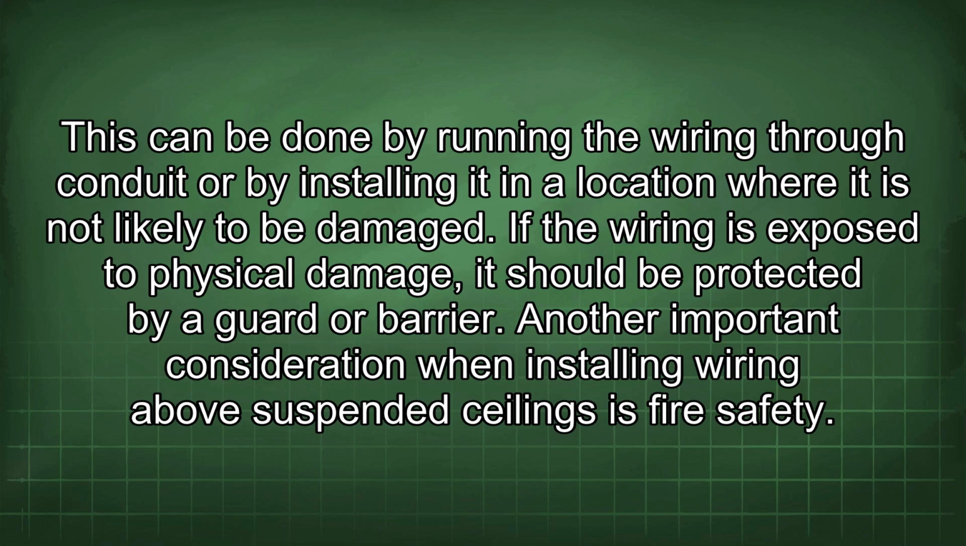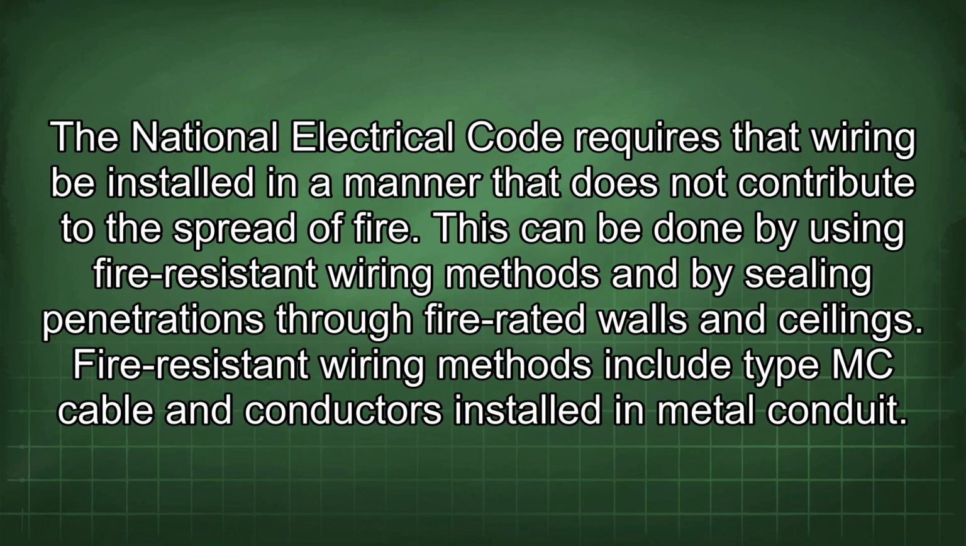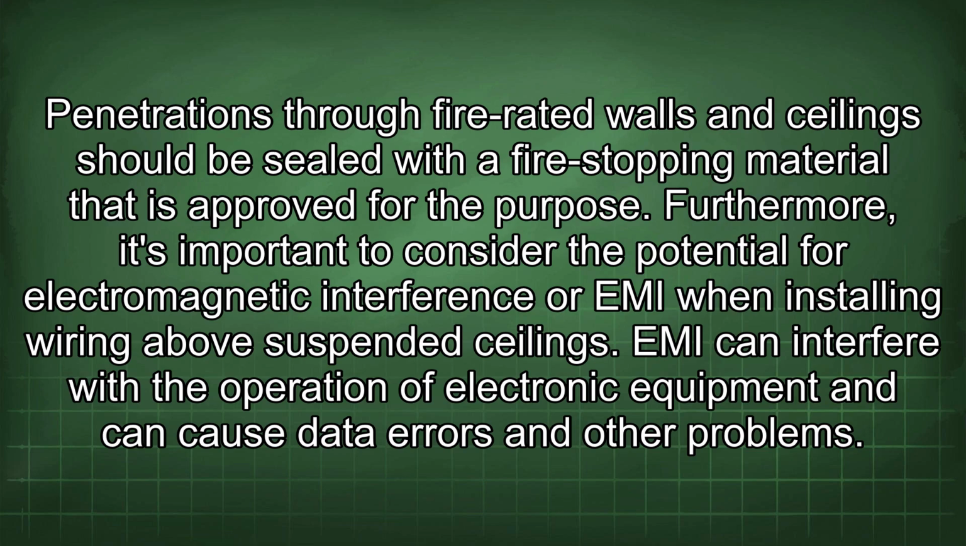Another important consideration when installing wiring above suspended ceilings is fire safety. The National Electrical Code requires that wiring be installed in a manner that does not contribute to the spread of fire. This can be done by using fire-resistant wiring methods and by sealing penetrations through fire-rated walls and ceilings. Fire-resistant wiring methods include Type MC cable and conductors installed in metal conduit. Penetrations through fire-rated walls and ceilings should be sealed with a fire-stopping material that is approved for the purpose.